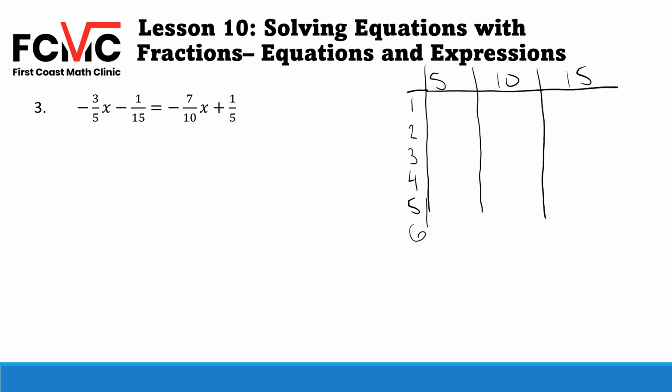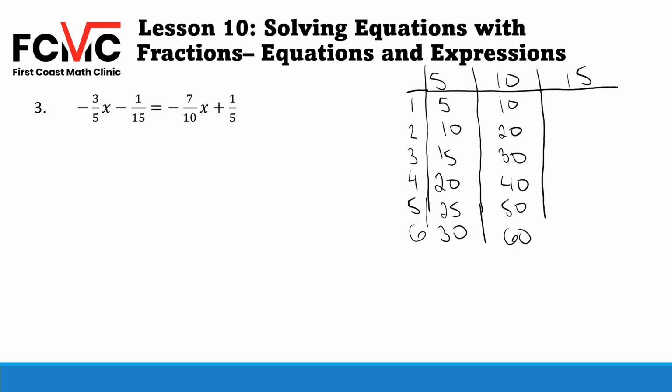Our multiples for 5 are going to be 5, 10, 15, 20, 25, and 30. Multiples for 10 are going to be 10, 20, 30, 40, 50, 60. Multiples for 15 are going to be 15, 30, 45, 60, 75, and 90. And what's the smallest number they have in common? That looks like it's going to be 30.